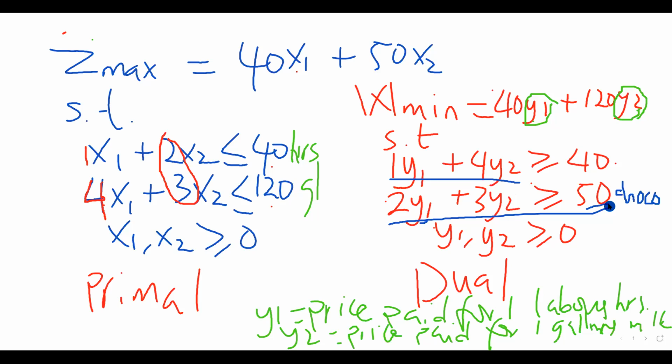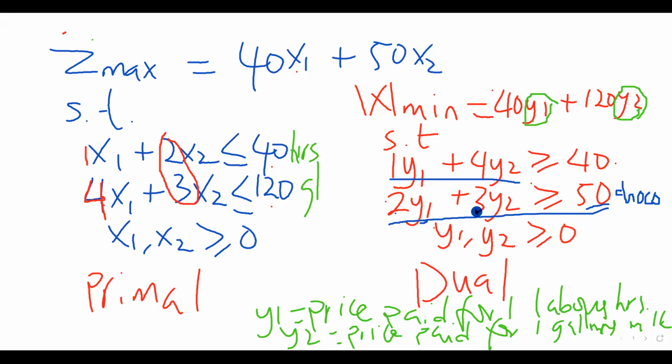So for him to give you the resources that you need to go and use to produce your fanchoco, you have an entrepreneur sitting somewhere. For that entrepreneur to give Farm Mill Ghana Limited those resources, what resources? The combination of milk and hours of labor. For him to give you 2 hours of labor and 3 gallons of milk, which are those coefficients you see here, 2 and 3, you have to pay him. You don't just get it free.